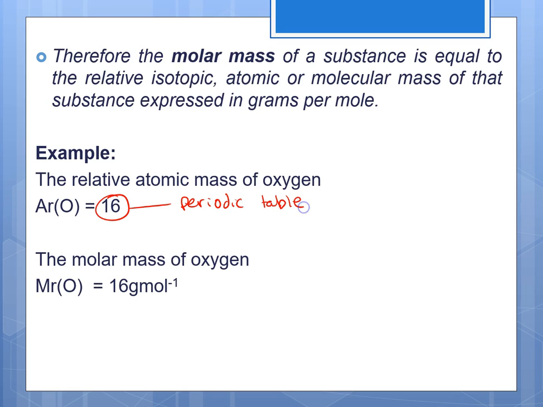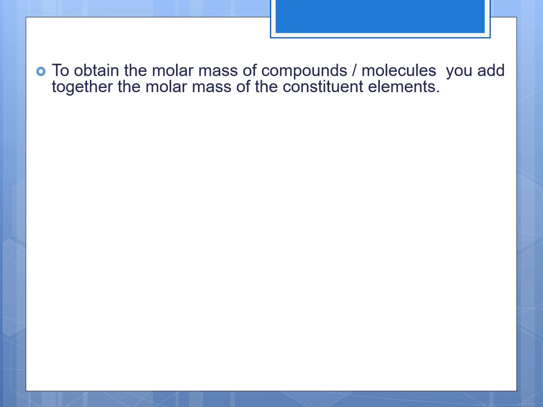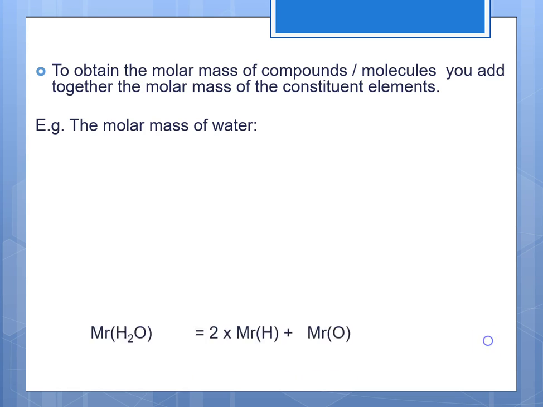If you remember correctly, this comes off our periodic table. We can just look up the relative atomic masses from the periodic table, which means if we take the same value from our periodic table and add grams per mole to it, we have the molar mass of that element, which is particularly handy. So if we want to get the molar mass of a compound or a molecule where we've got more than 1 atom combined, we do the same thing as we did with relative atomic mass. We add all the masses together of the constituent elements, the bits that make it up.